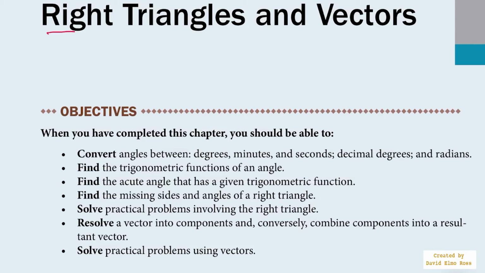For this section of the material, we're going to be dealing with triangles, but we're not going to be dealing with vectors. So that means we're going to be converting angles between various things. We're going to be finding the trigonometric functions of an angle. We're going to be finding the acute angle that has a given trigonometric function. We're going to be finding the missing sides and angles of a right triangle. We're going to be solving practical problems using the right triangle, but we're not going to be doing anything with vectors.